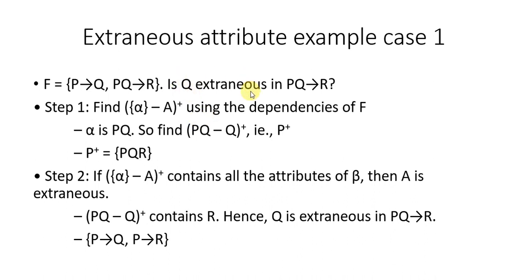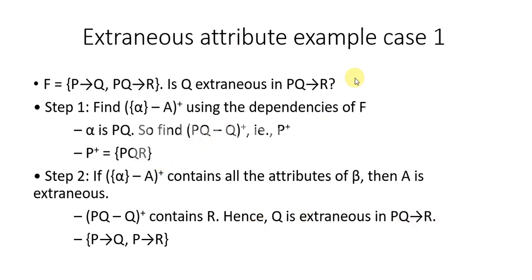And P closure is PQR, and the RHS here is R, so beta is R. So alpha minus A plus contains all the attributes of beta, then A is extraneous. Here PQ minus Q plus contains R. Hence Q is extraneous in PQ to R. Q is extraneous, so we can remove this Q. The resultant set will be P to Q and P to R.